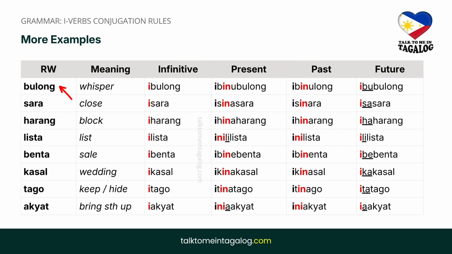Root word bulong, meaning whisper, infinitive and imperative forms, ibulong. Present aspect, ibinubulong. Past aspect, ibinulong. Future aspect, ibubulong. Next, we have sara, meaning close. Isara. Isinasara. Isinara. Isasara.